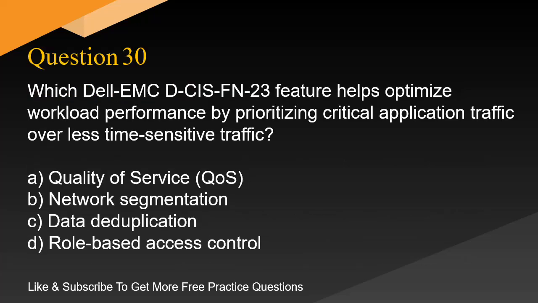Question 30. Which Dell EMC DCIS FN23 feature helps optimize workload performance by prioritizing critical application traffic over less time-sensitive traffic? A. Quality of service, QoS. B. Network segmentation. C. Data deduplication. D. Role-based access control.